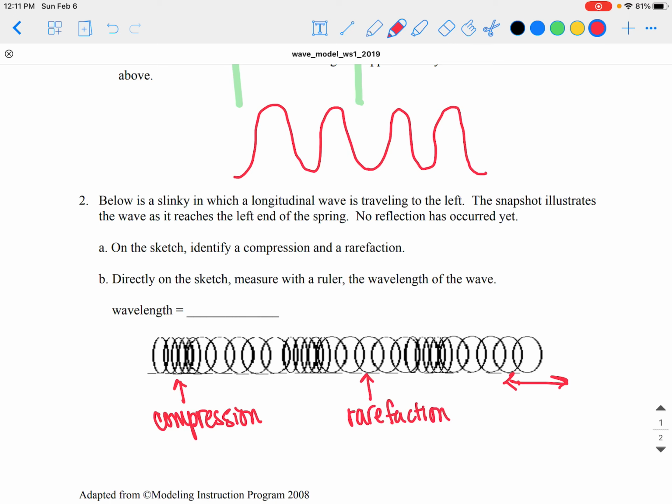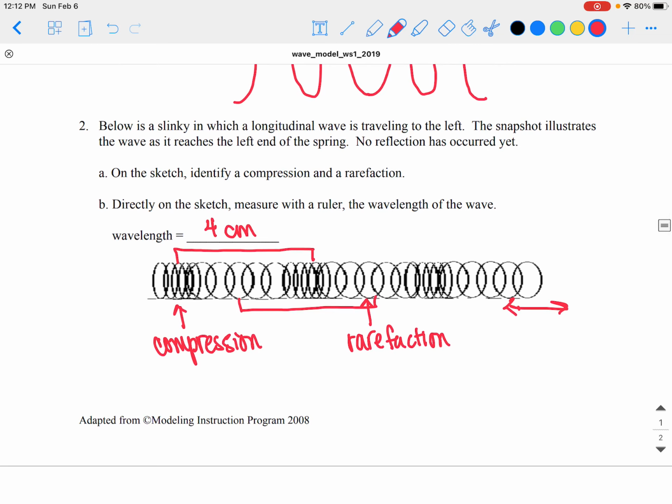And then we need to measure the wavelength of a wave. So you can do this multiple ways. You can go from the middle of your compression to the middle of your compression. I feel like that's the easiest method. Or you can go from the middle of a rarefaction to the middle of a rarefaction. And again, that should be about the same distance. So if I measure this out, I get a value of about 4 centimeters. If you get something around there, your estimate might be a little bit different, but it should be around 4 centimeters.